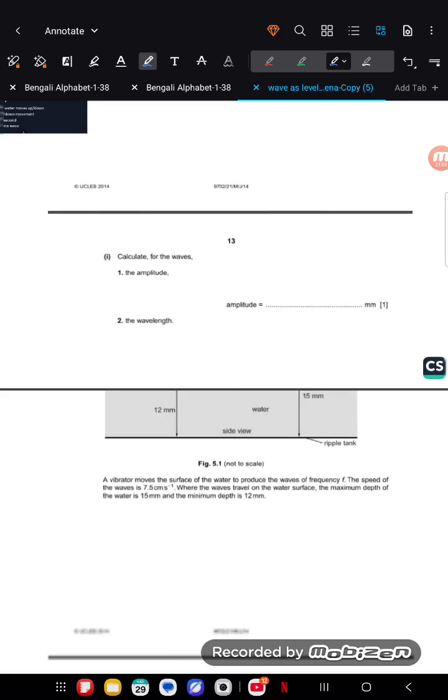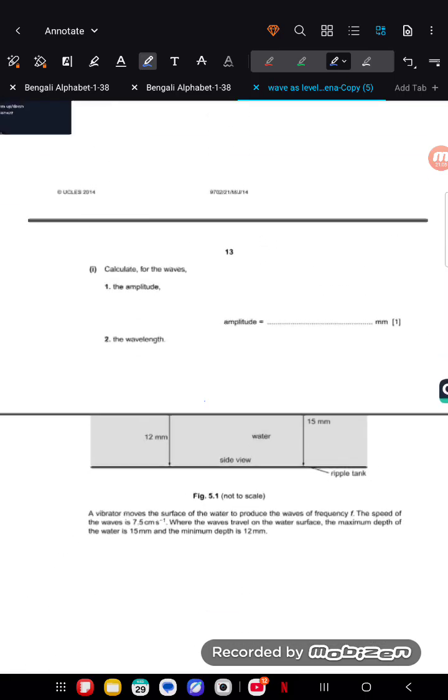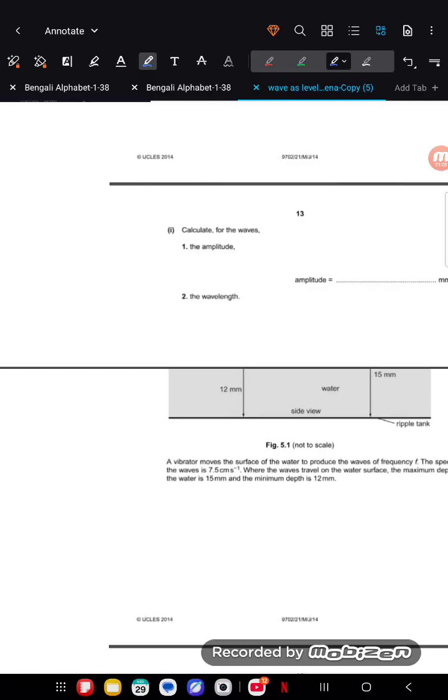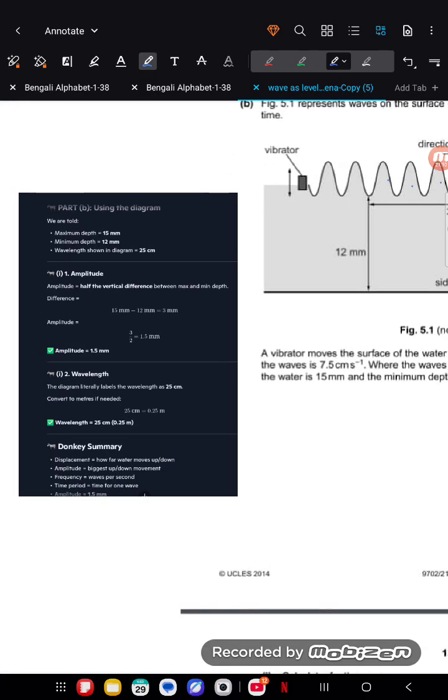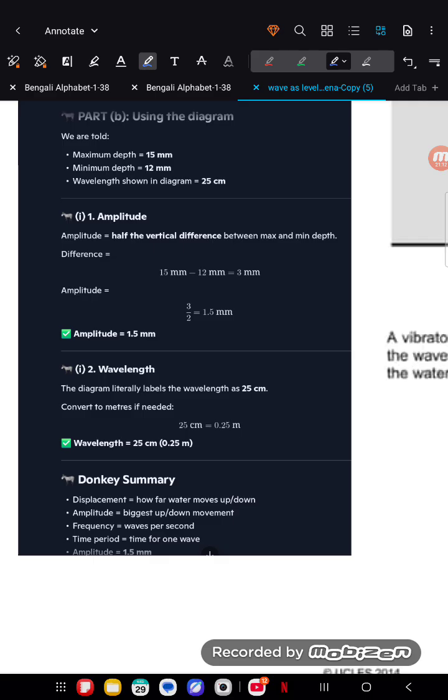So here you can see what they are asking: amplitude and the wavelength. So very easy. So see here. Amplitude is what? 6 minus 3, that is 3. Okay, full amplitude is 3, the difference, and half amplitude will be what? 3 divided by 2.